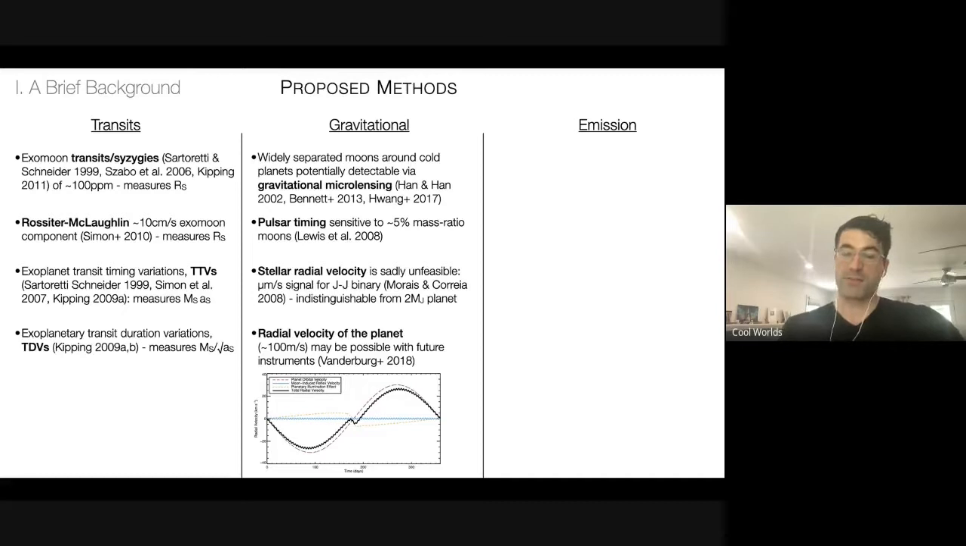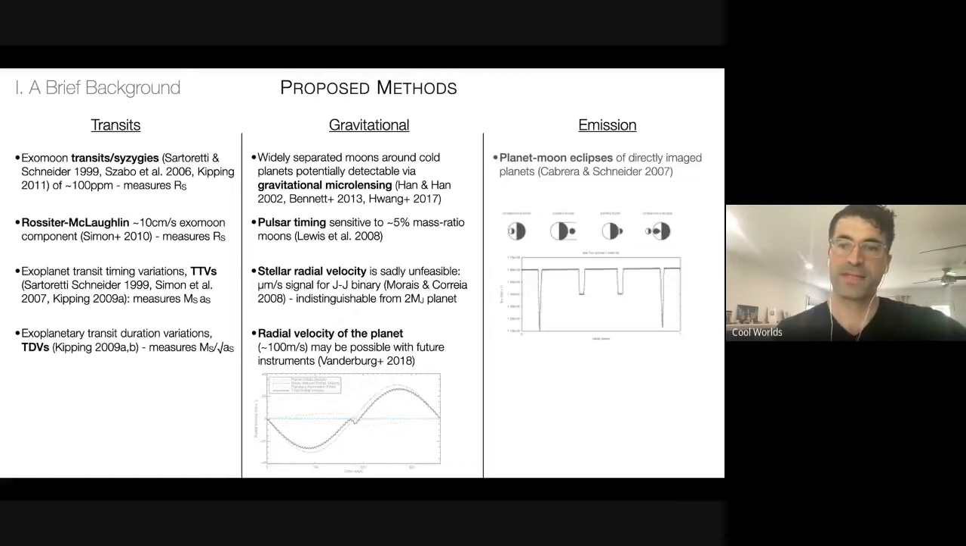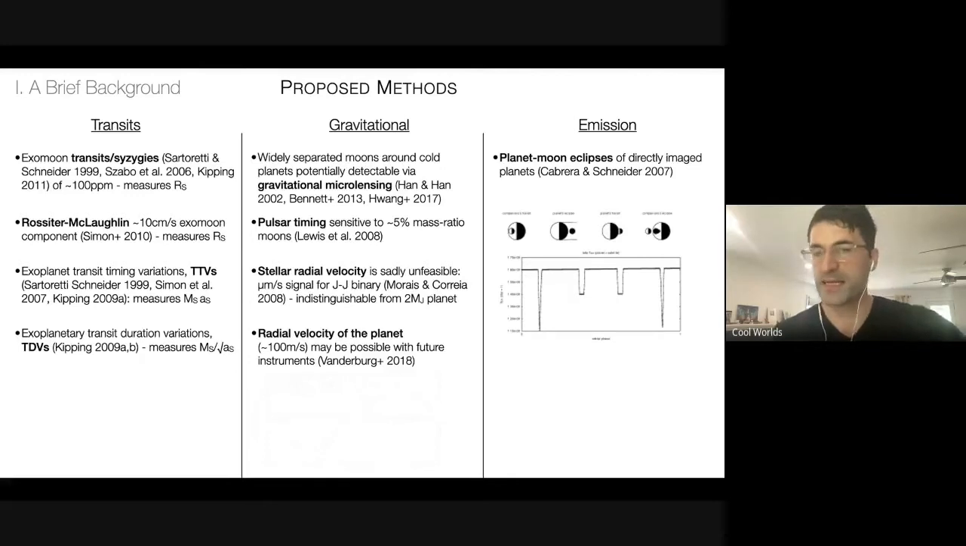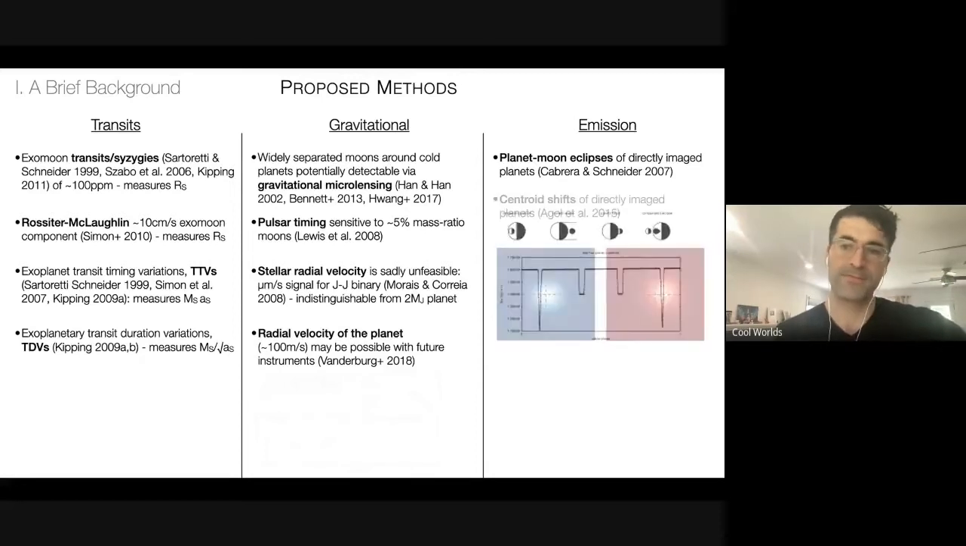Now, radial velocity of the planet might be doable. Andrew Vandenberg's been thinking about that recently. You'd need to basically separate the light from the star and the planet and look at the wobble of the planet itself. Moving quickly on, we have emission techniques. So this could be detecting the light of the planet and seeing the moon occult the planet and give it these little dips, especially if you directly image planets, that could one day work out.